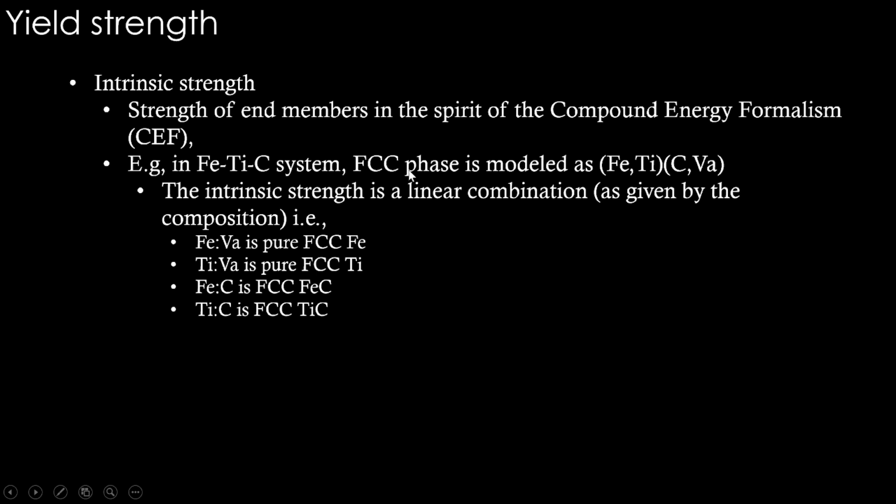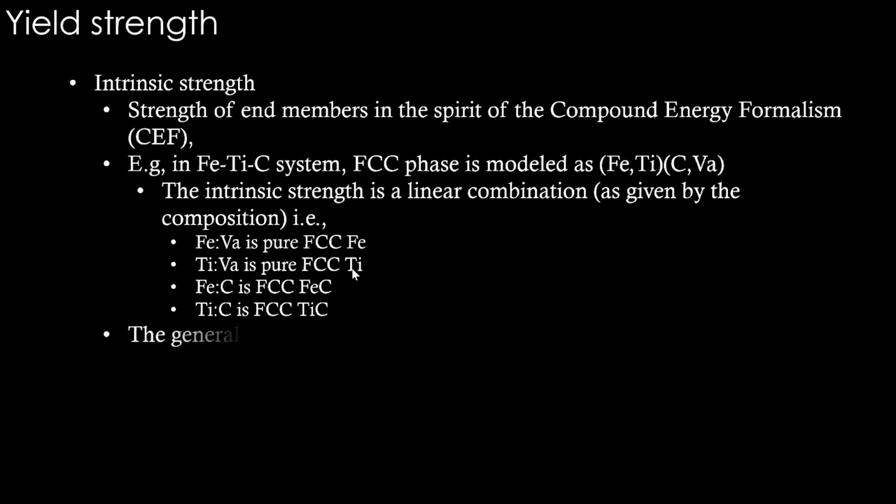You see, this is the FCC phase. And if we take titanium instead of iron, we get pure titanium in FCC structure. And if we take iron in the first and carbon in the second, it's the FeC phase, iron carbide in FCC structure. And titanium carbide in FCC structure can also come. If we know the yield strength of these things, they are put into this intrinsic strength using this compound energy formalism.